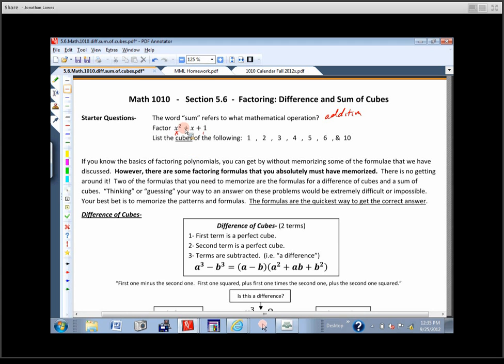If you tried to do this using the easy type of factoring and said, I need an x here and an x here, and then I need two numbers that multiply to be 1 and combine to be 1. Are there any numbers that do that? Nope. So what would we say on this one? Prime. Okay, we'd say this one is prime.